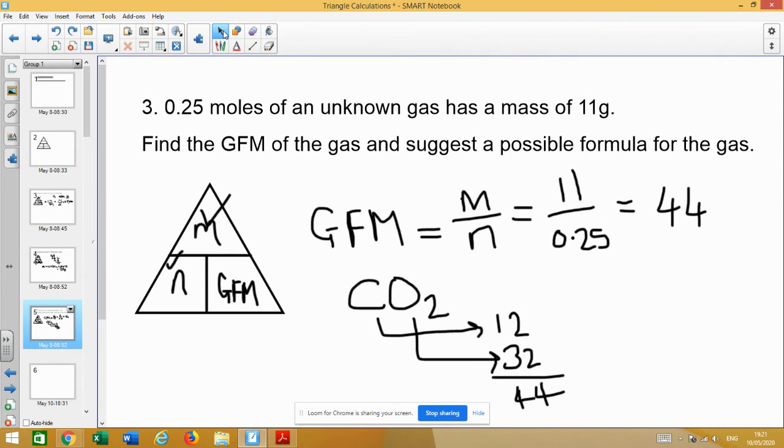So carbon dioxide is a possibility for the gas. Now we don't need to know that it actually is carbon dioxide. For this question, it's a possible formula for the gas. So a possible formula for the gas could be CO2.